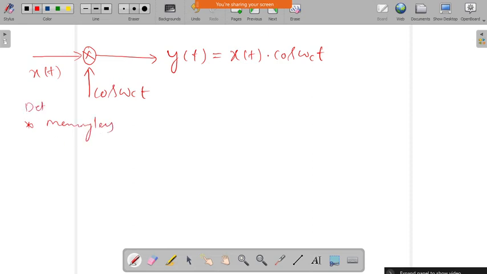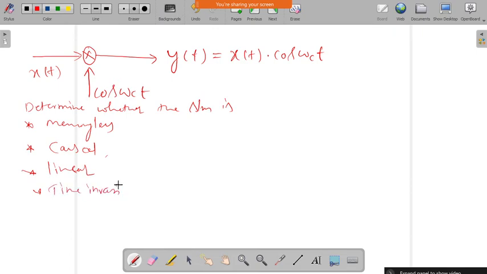So determine whether the system is memoryless, then causal, then linear, then time invariant, and whether it is stable. So we need to find out all these properties for this system.